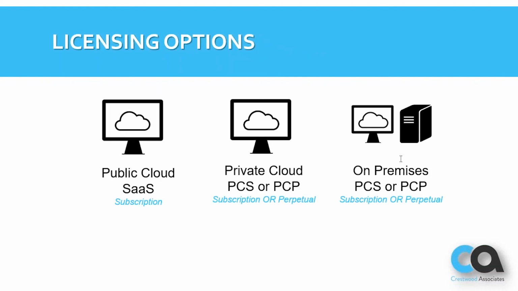So licensing options, there are a few of them. Public cloud, so Acumatica is supporting the system on their infrastructure through AWS, and you can only get it through a subscription basis.